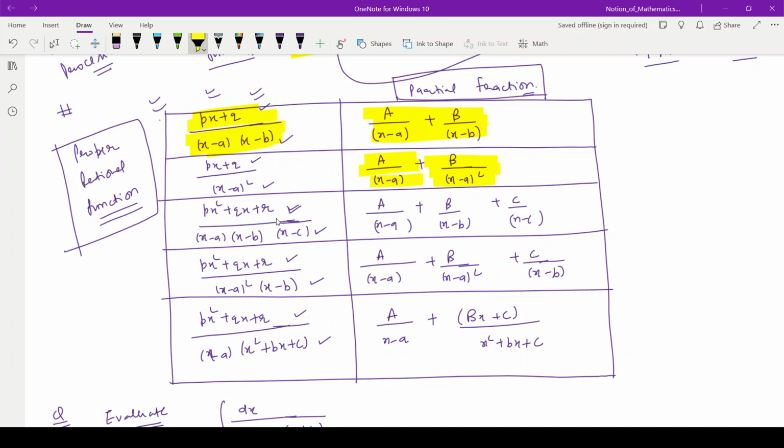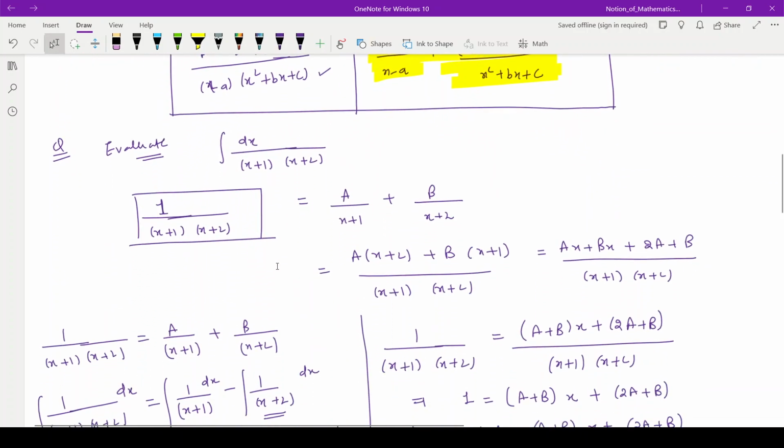For the third type of function, it is A upon x minus a plus B upon x minus b plus C upon x minus c. For this fourth function, it is A upon x minus a plus B upon (x minus a) whole square plus C upon x minus b. And for this last type of function, it is A upon x minus a plus (Bx plus C) upon (x square plus bx plus c). So now students, this whole concept will be clear to all of you with the help of a few questions.